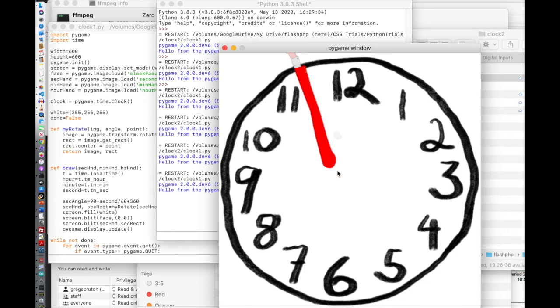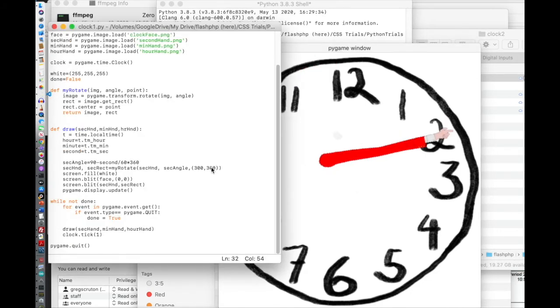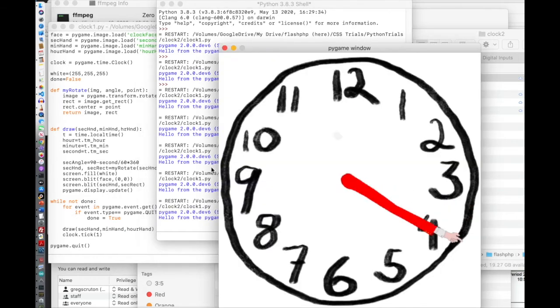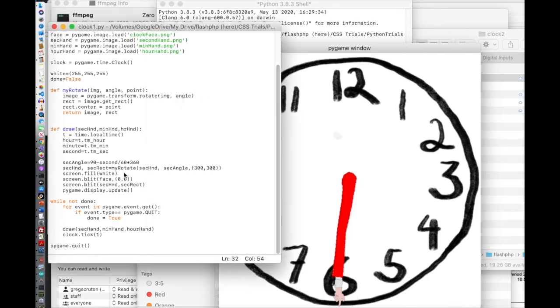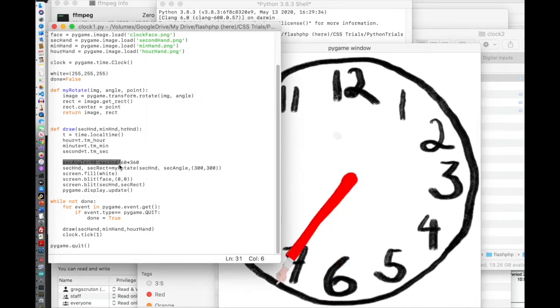Yeah, that's not bad. Let's get the center then at 300, 300. Save that, function F5 to run. Good. The second hand is a little bit big, as you can see. I'm just going to leave it like that. I'm going to do exactly the same thing with the hour hand. I'm going to make our minute hand.